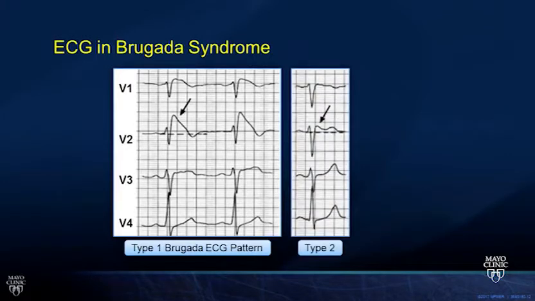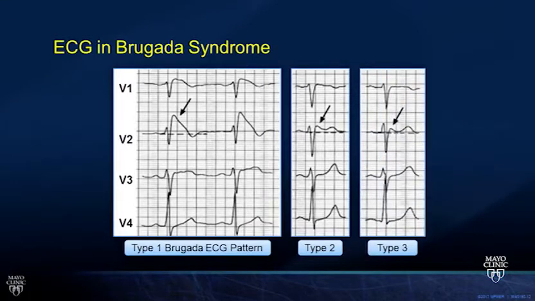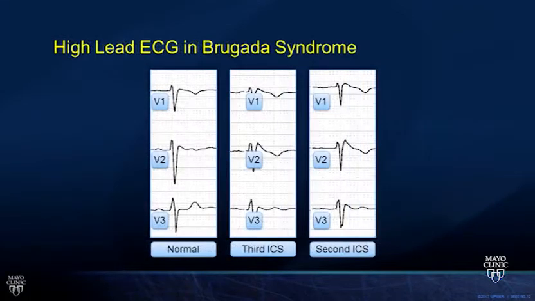Now, if it's non-diagnostic, that is a saddleback type 2 or a wimpier one type 3, that is irrelevant unless it converts to the type 1 pattern when we move the leads up the chest or when we give a sodium drug challenge with ajmaline, flecainide, or procainamide. What we mean by the high lead location is simply taking the precordial leads V1, V2, V3, repeating the ECG after moving it up one space, then repeating the ECG again after moving it up closer to the head a second space.